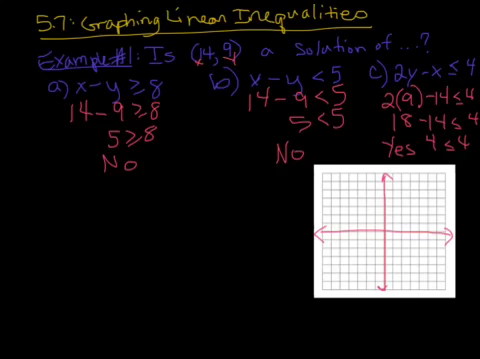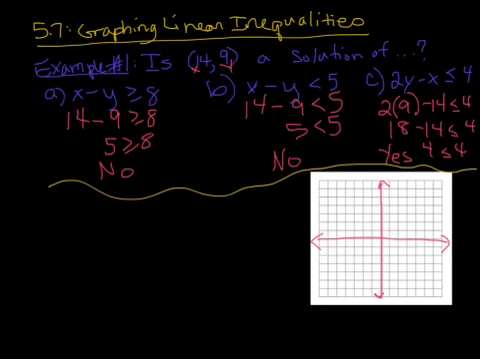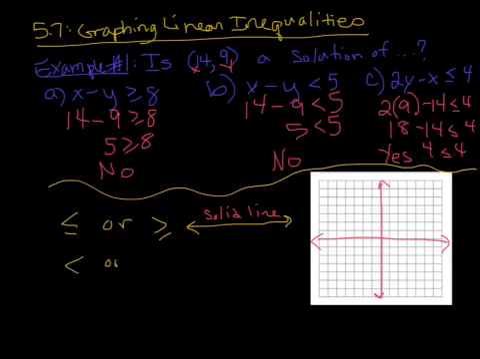For the rest of my examples for the day, they're all actually going to have to do with graphs. So for those ones, we're going to have a few things we need to remember. The first thing is that if we have either less than or equal to or greater than or equal to, we are going to have a solid line. And if we have less than or greater than, it's going to be a dotted or a dashed line.